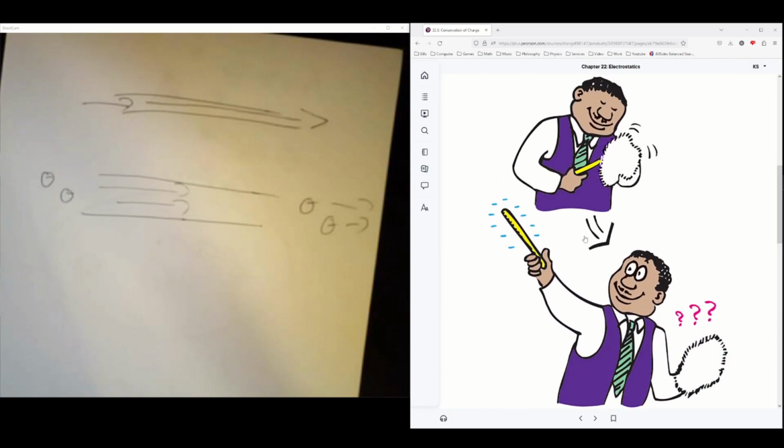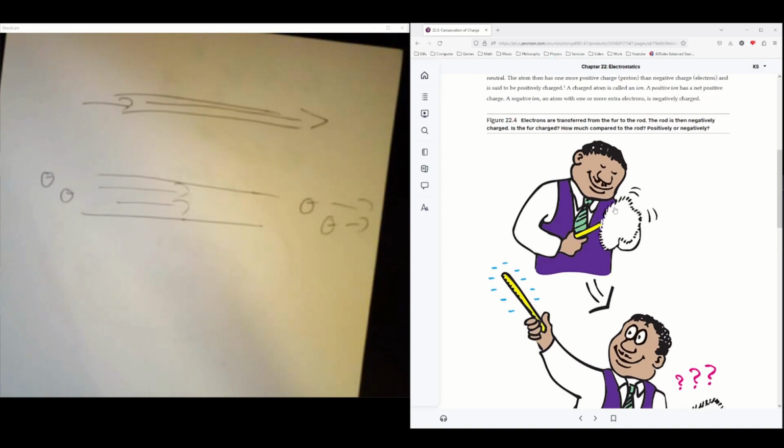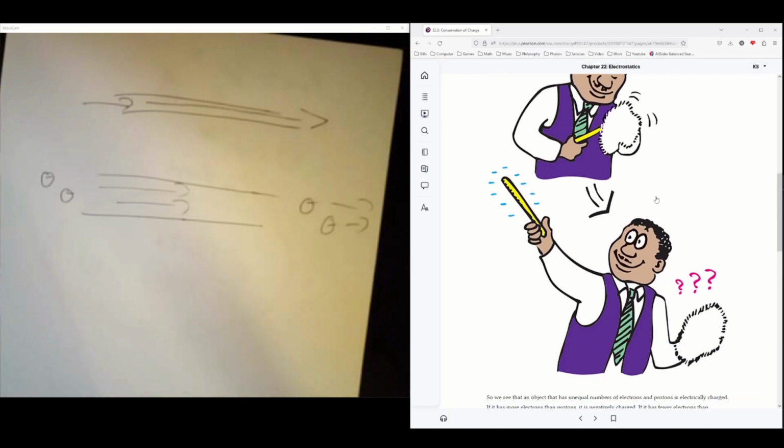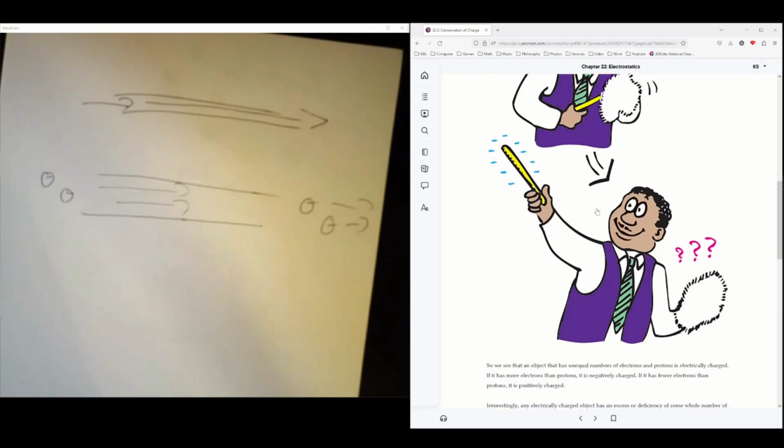Another common example is taking wool and rubbing a glass rod, or they're using fur on a rod. So when you take wool and rub it on a rod, that actually knocks off some of the electrons from the wool, sticks them onto the rod, and ends up making the rod electrically charged negatively. That's why they've got the little negatives around the rod here. And you've now negatively charged your rod.